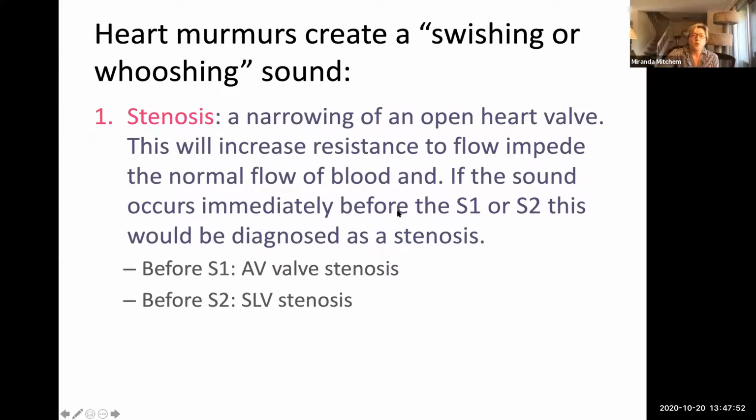So if we hear the swooshing sound right before S1 or S2, it tells us which valve is affected. If we hear it before S1, that's the AV valve. If it's S2, those are the semilunar valves. So just a good listen. A trained ear can get some insight about what is happening where in the heart, and specifically in what part of the cardiac cycle.